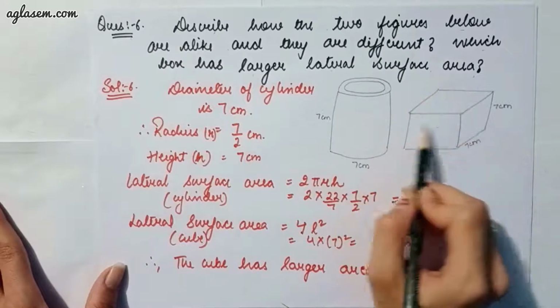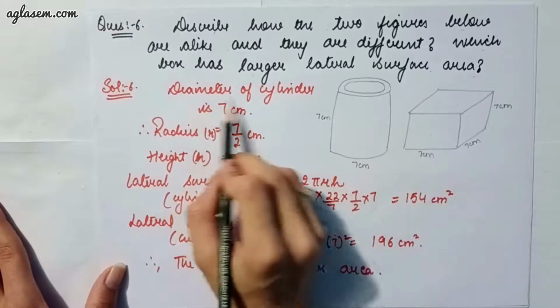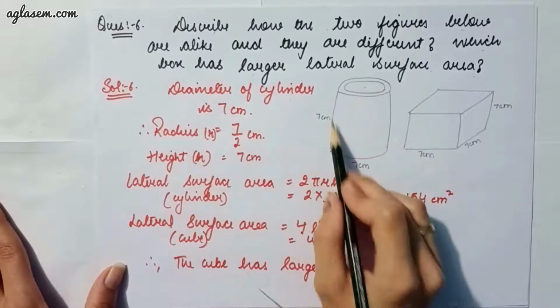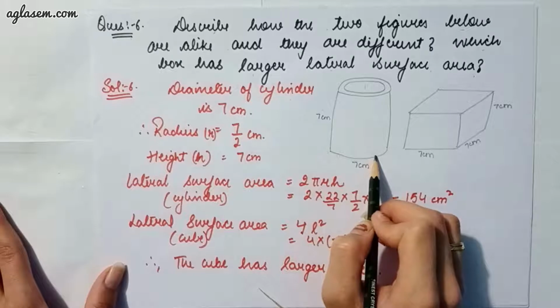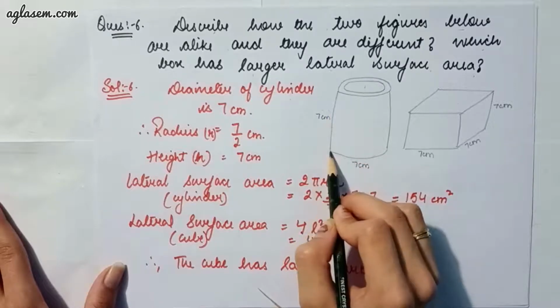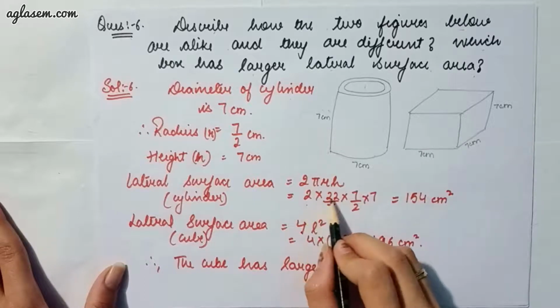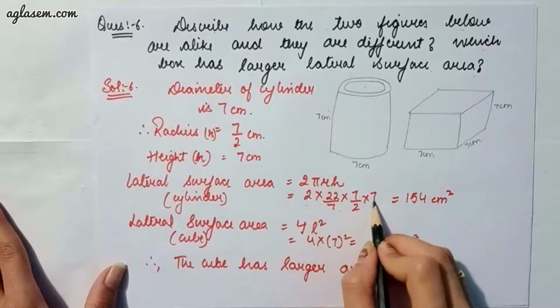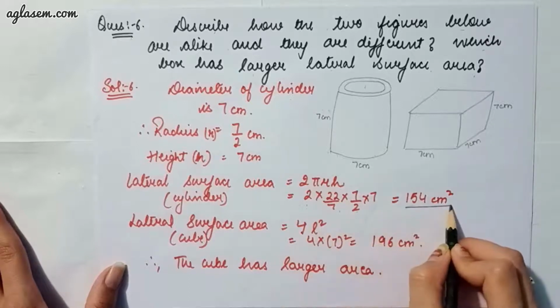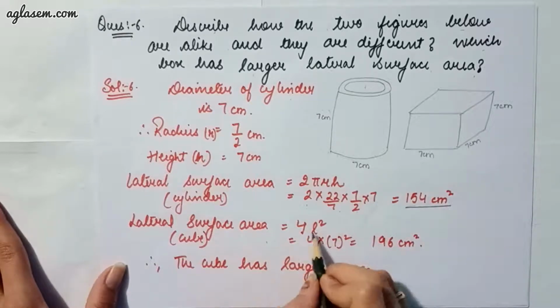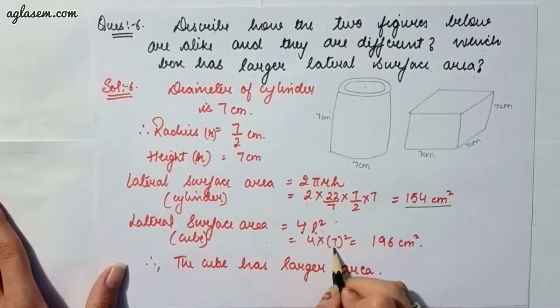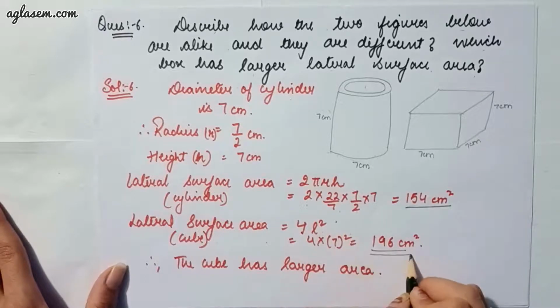So how do we have to solve these two? The diameter of the cylinder is 7, which is given to us, and the radius will be 7 by 2. The height is also given, 7 centimeter. So the lateral surface area is 2 pi r h: 2 into 22 upon 7 into 7 by 2 into 7, which will give you 154 centimeter square. The lateral surface area of the cube will be 4L square, that is 4 into 7 whole square, which will give you 196 centimeter square. Okay, so the cube has the larger area.